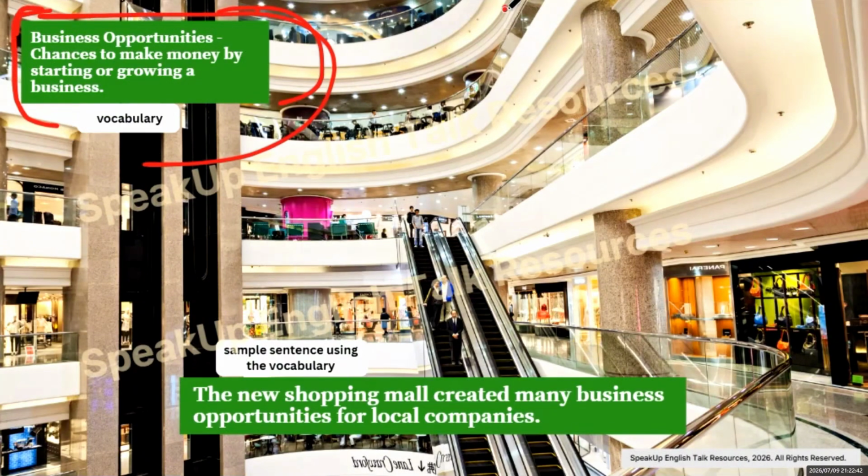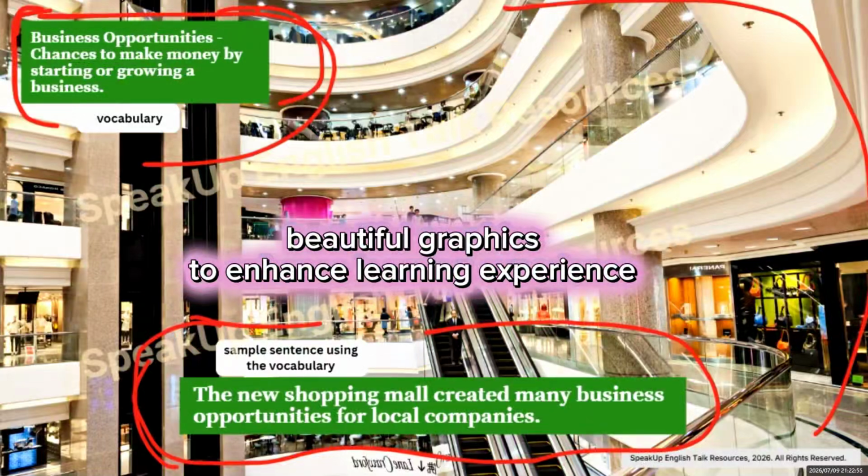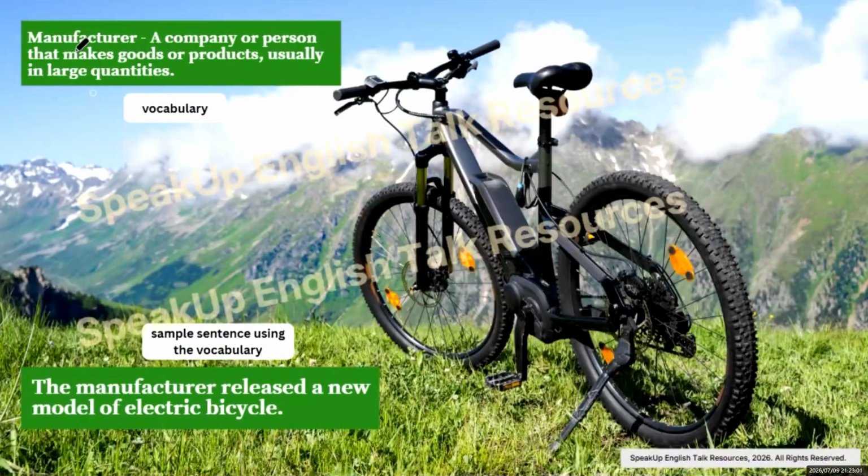And here's a picture, and then here's a sample sentence. You can get the student to read the sample sentence so that they can get a sense of how to use this term in daily English. All my lessons also come with beautiful graphics, because a picture tells a thousand words. Here's another example: the word manufacturer. What does that mean? Here's a sample sentence, and the sentence is about a bike manufacturer.